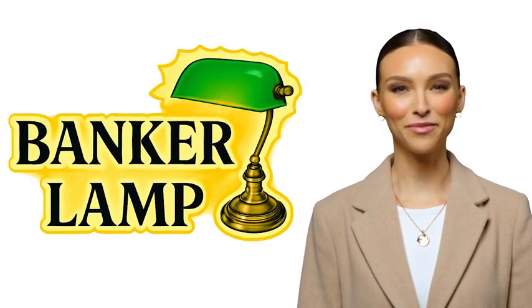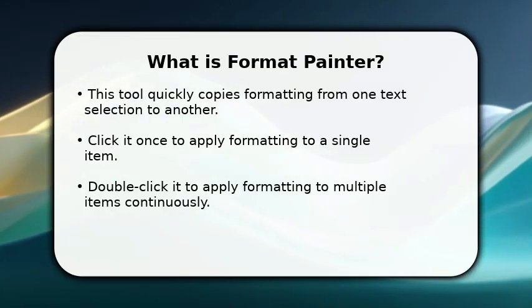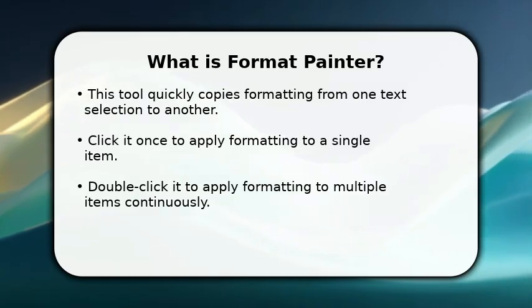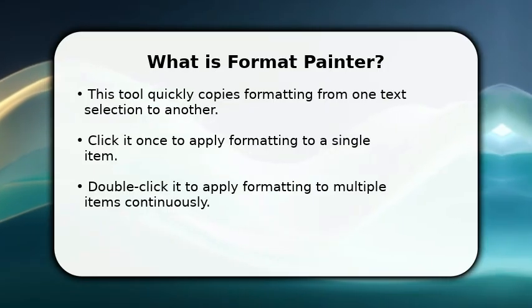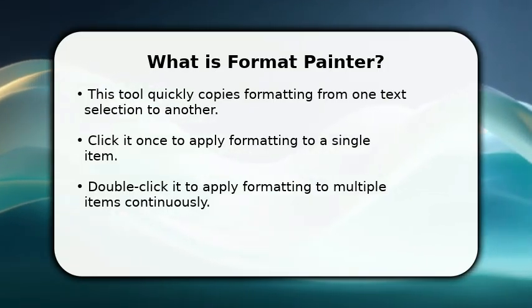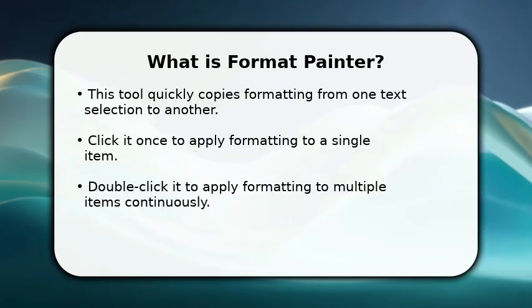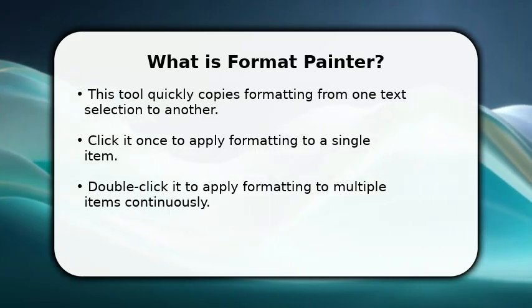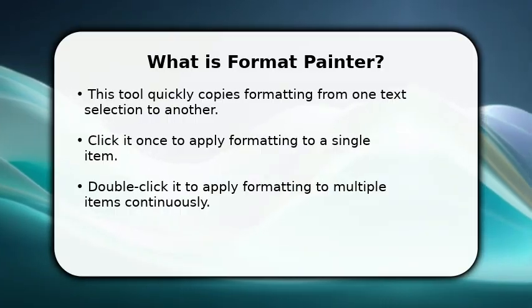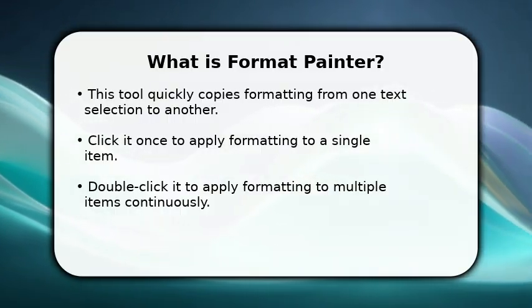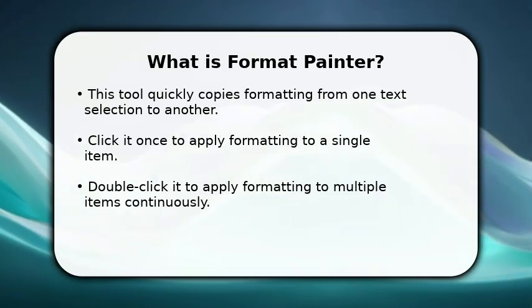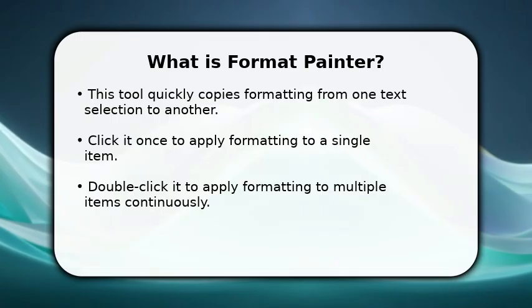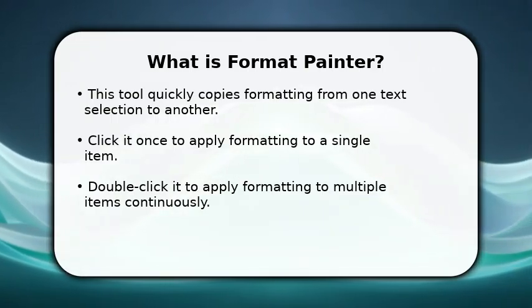Please enjoy the video. In this video, I will explain how to use Format Painter in Outlook. This incredibly useful tool allows you to quickly copy and apply formatting, like font style, size, and color, from one piece of text to another. It saves you a lot of time by eliminating the need to manually reapply each formatting attribute. We will cover both single and multiple applications, ensuring your emails look consistent and professional with minimal effort.